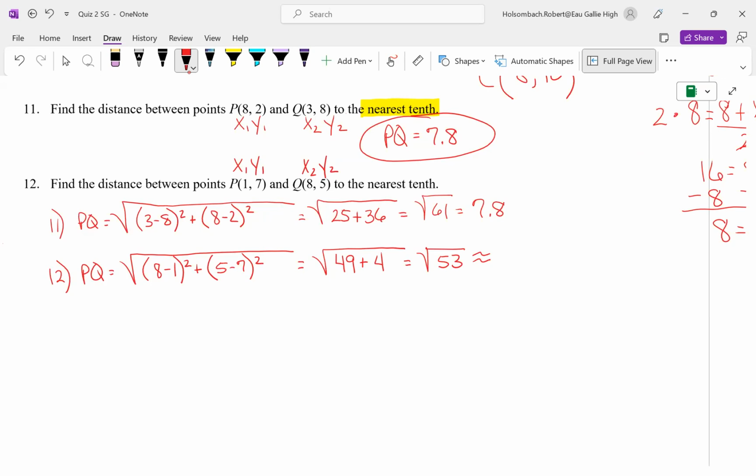And we hit the square root button. 7.28, to the nearest tenth again, is 7.3. So number 12, PQ is equal to 7.3. Number 11, P to Q is equal to 7.8.